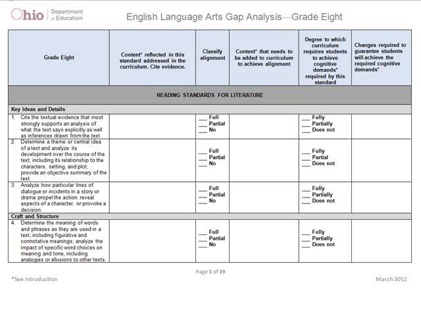Next, determine the degree to which the current curriculum requires students to achieve the cognitive demands that are required by this content statement. By cognitive demand, we're referring to the type of thinking, level, depth, or complexity of thought students are expected to engage in when completing a task. Please feel free to refer to the cognitive demand chart located in the introduction as a reference. Finally, determine what changes are required to guarantee that students will achieve the appropriate cognitive demands.